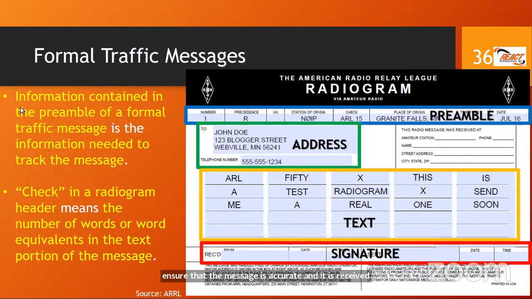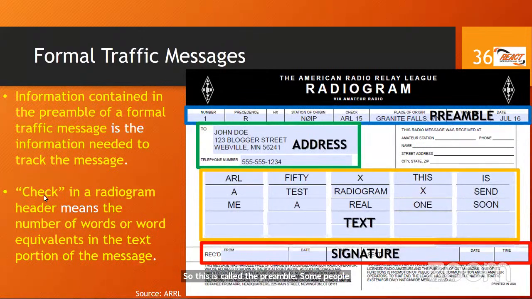So for the exam, we need to know that information contained in the preamble of a formal traffic message is the information needed to track the message. So the preamble is this top section of the formal traffic message. So if you look at it, you'll see a number, you'll see the precedence, you will see check number, where it's coming from, date, time, and so on. So this is called the preamble. Some people will call it the header information.